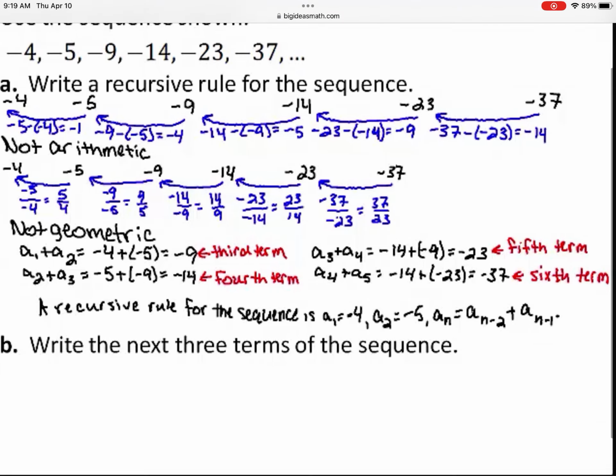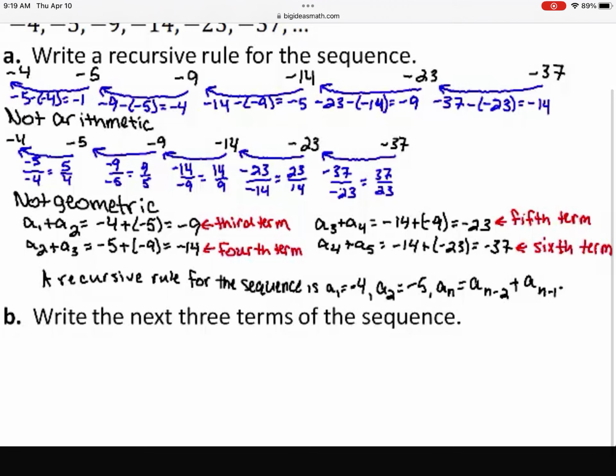Part B: write the next three terms of the sequence. Use the recursive equation a sub n equals a sub n minus 2 plus a sub n minus 1 to find the next three terms. A sub 7 equals a sub 5 plus a sub 6. A sub 5 equals negative 23 and a sub 6 equals negative 37. Negative 23 plus negative 37 is negative 60, so a sub 7 equals negative 60.